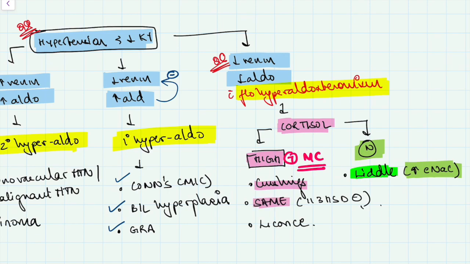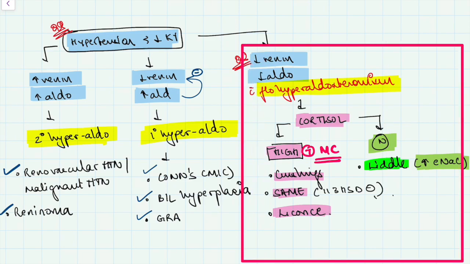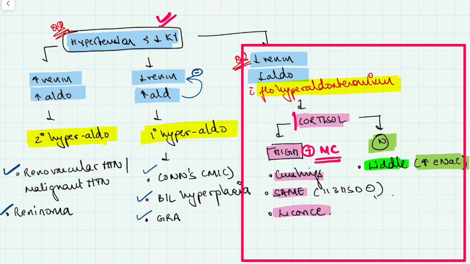right, which we read was a deficiency of 11 beta HSD causing an increase in cortisol level, and licorice, which again causes a deficiency of 11 beta HSD. So this table is very important, and especially the most important part to know is the causes of hyporeninemic, hypoaldosteronic hypertension, right, with a decrease in potassium levels. So cortisol levels high are Cushing's, same licorice, while Liddle's is with a normal cortisol level.